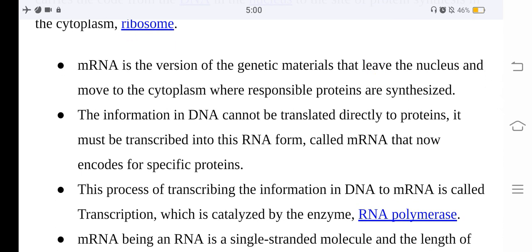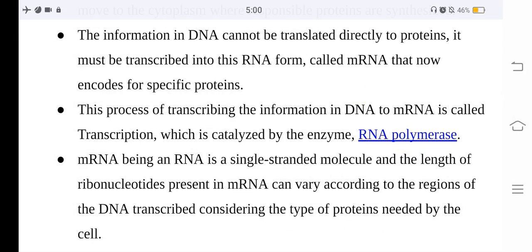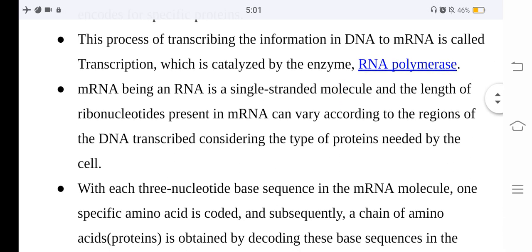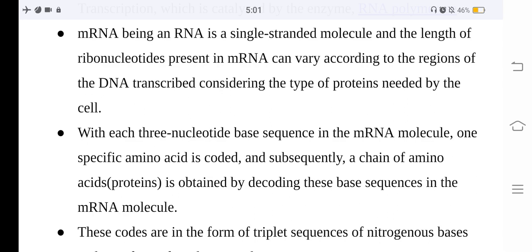are synthesized. So the information in DNA cannot be translated directly to proteins. It must be transcribed into its RNA form called the mRNA that now encodes for specific proteins. This process of transcribing the information in DNA to mRNA is called transcription, which is catalyzed by the enzyme RNA polymerase. mRNA, being an RNA, is a single-stranded molecule, and the length of ribonucleotides present in mRNA can vary according to the regions of the DNA transcribed, considering the type of proteins needed by the cell.